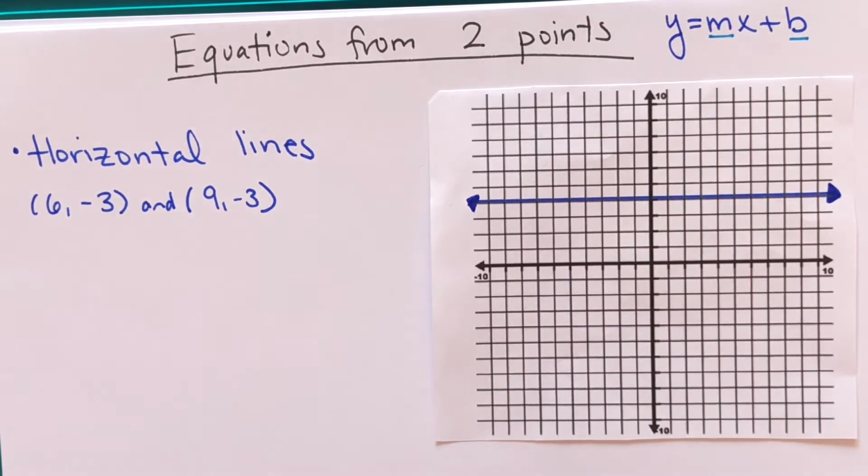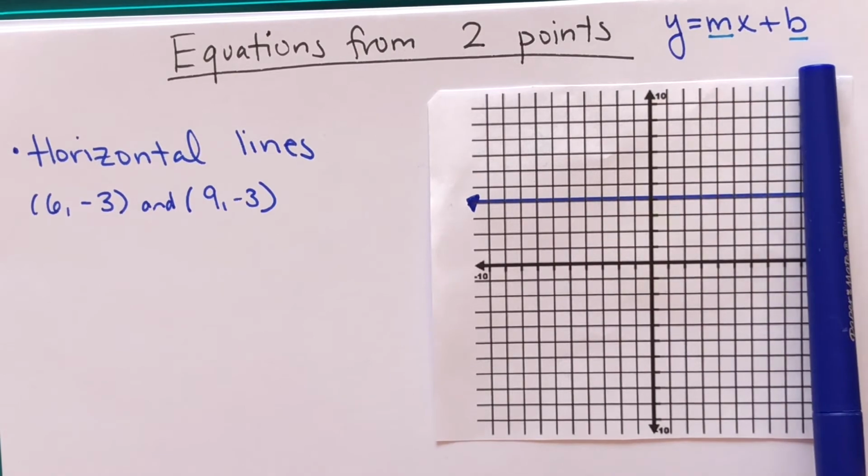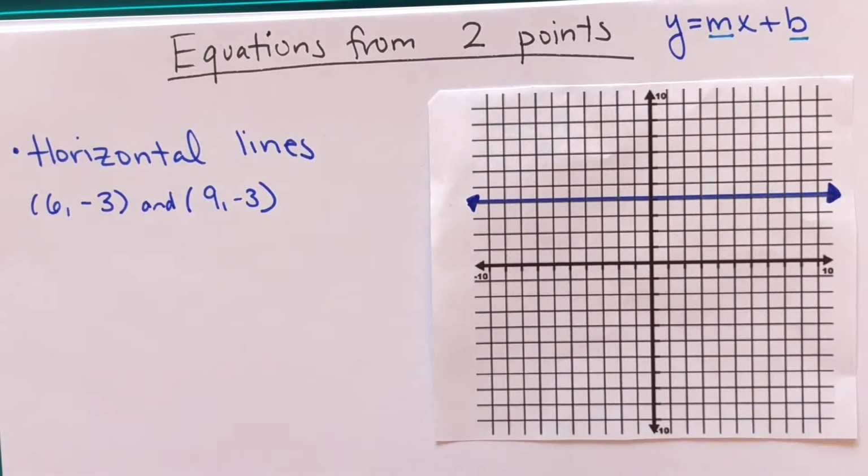So today we're going to look at how to write an equation in slope-intercept form, y equals mx plus b, when we have 2 points. So first we're going to start with a few special cases, and we're going to look at horizontal and vertical lines, which may have come up in your work so far, but we haven't really explicitly addressed. So we just want to make sure we're on the same page with that.